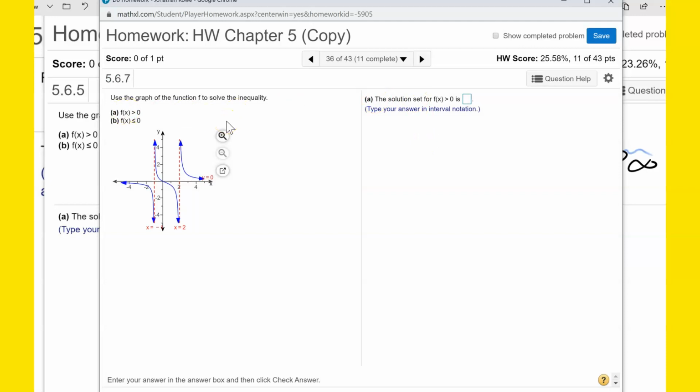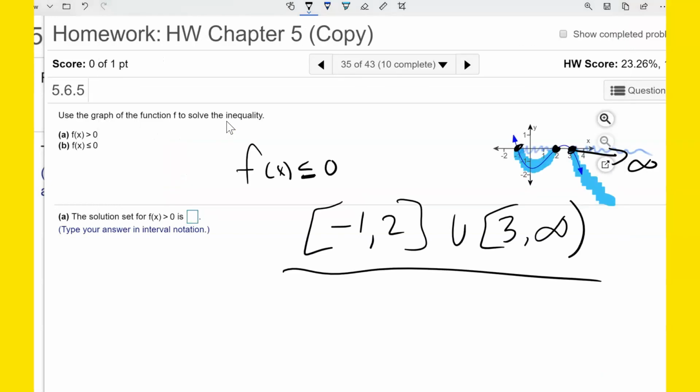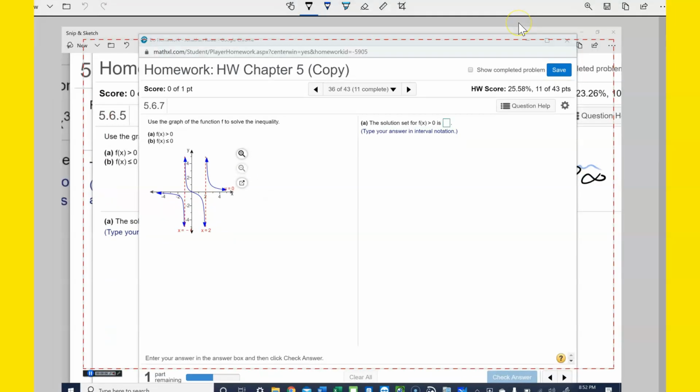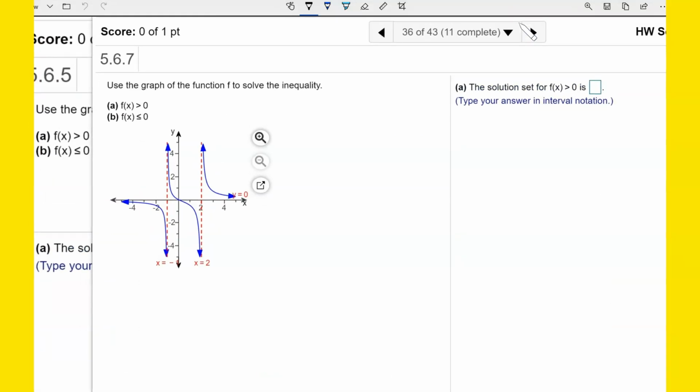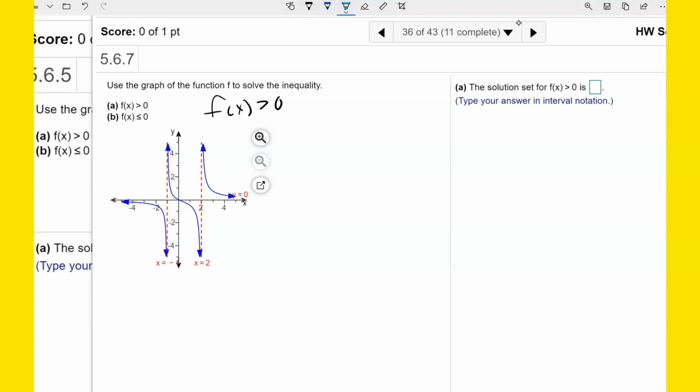All right, let's work on this one. Again, we are using the graph to get the answer. So for part A, f of x greater than 0. Where is f of x greater than 0? In other words, where is it above the x-axis? Well, throughout here, which is just from here to here on the x-axis, and also throughout here, which is from here all the way there on the x-axis.